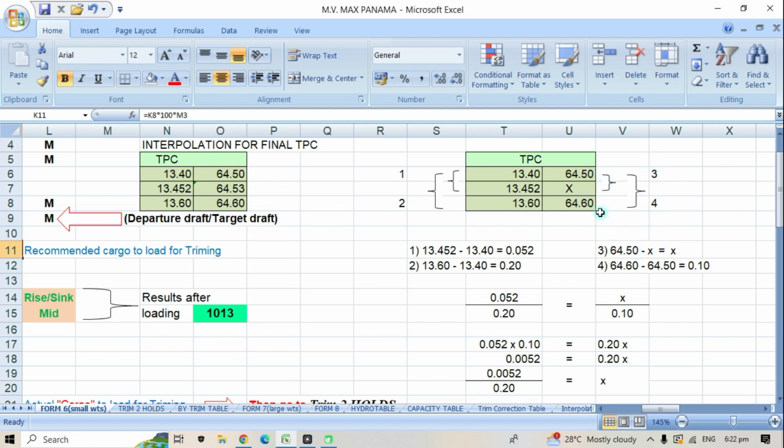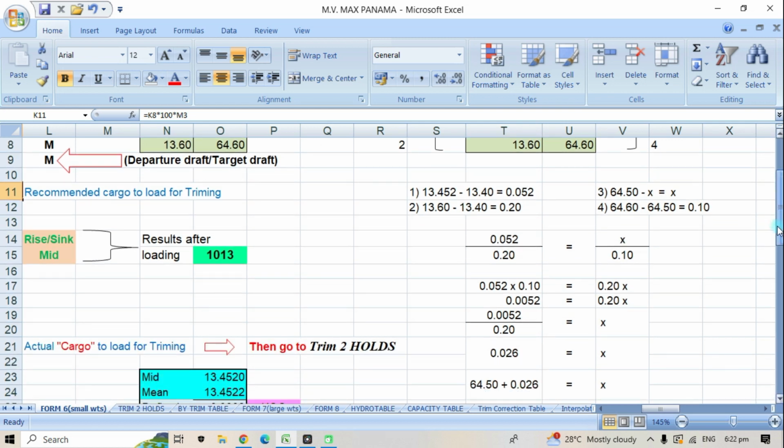And number four, the extremes on the upper part also: 64.6 minus 64.5 is 0.10. So with this, 0.052 over 0.20 equals x over 0.10. Then we cross multiply.